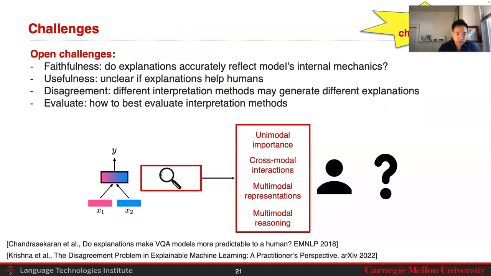But again, there's many open challenges here. Is the model actually faithful? Are the explanations actually faithful to what the model actually learns? It's also unclear if it's actually useful, if these explanations help humans. There's papers that show that they are useful and also papers that show that they aren't useful. One big issue is that of also disagreements. So you can run the same model with different interpretation methods at different times, and you can actually get different explanations. So how do you actually resolve this disagreement problem? And all of this should be studied in the context of how can we best evaluate these interpretation methods.